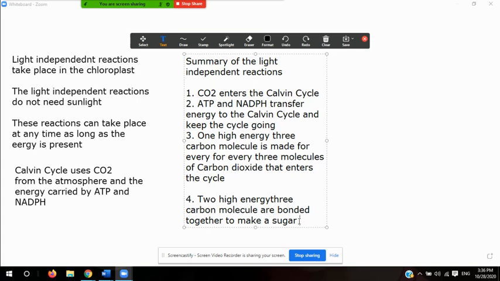So six molecules of carbon dioxide must be added to the Calvin cycle.